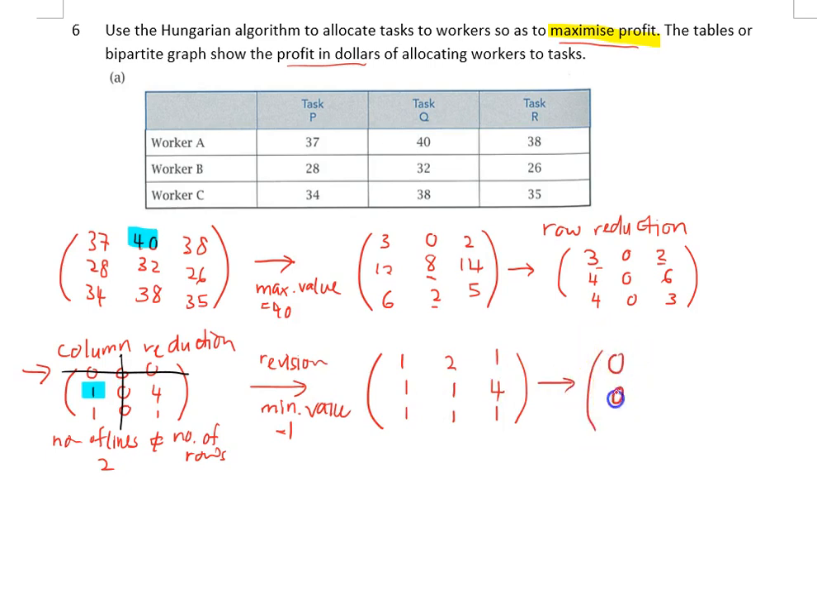So 0, 0, 0, 1, 0, 0, and 0, 3, 0. So what to do right now? You're going to check again whether the number of lines is the same as the number of rows. So I have 1, 2, 3, 4, 5, 6, 7 zeros over here. How am I going to cover all these zeros?